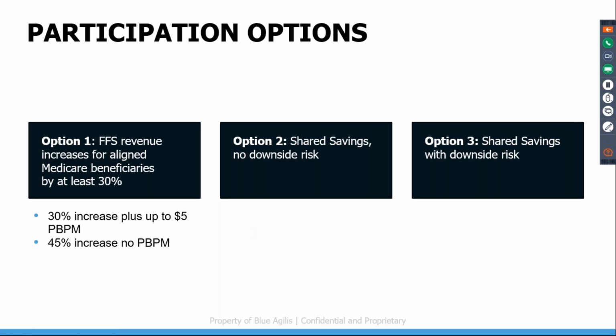So switching gears back to our participation options, this program does offer 3 different participation options. And this presentation has been focusing on the first option of the 30% increase for fee-for-service Medicare beneficiaries. A lot of practices like that because there is no risk involved. And if they're newly participating in a value-based agreement, they may be interested in that.